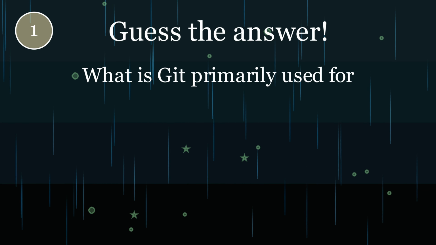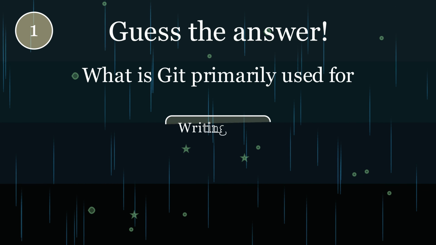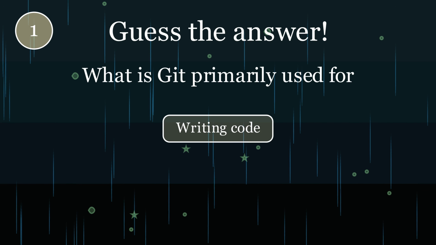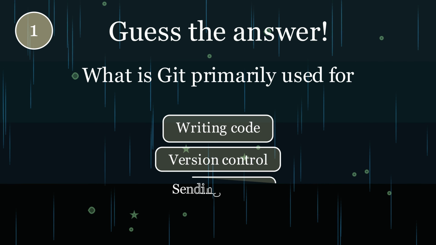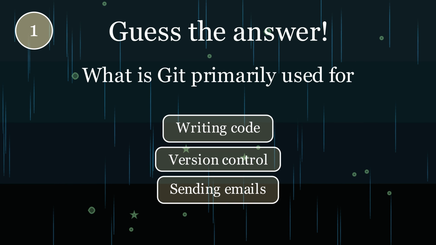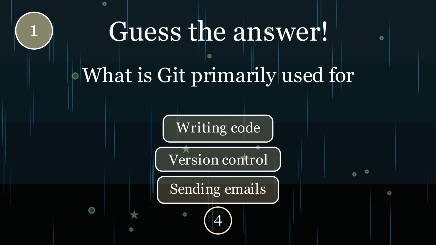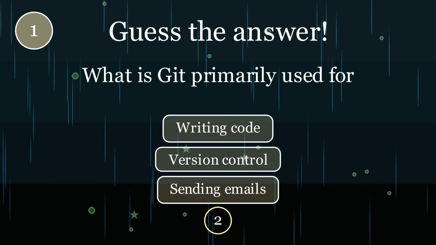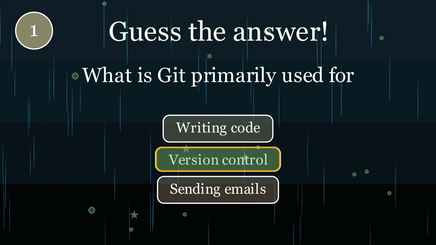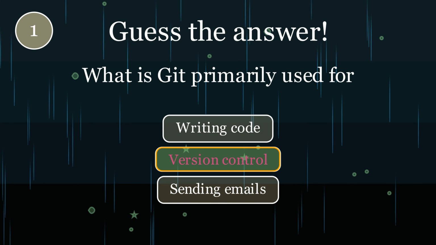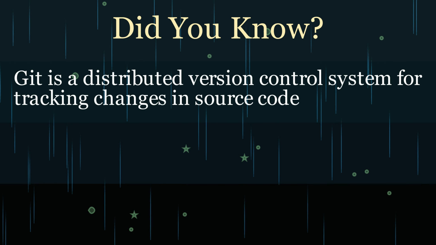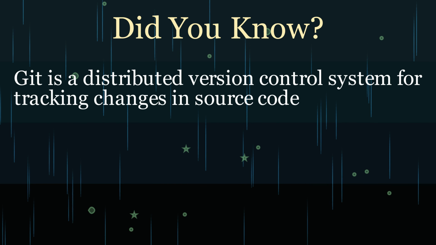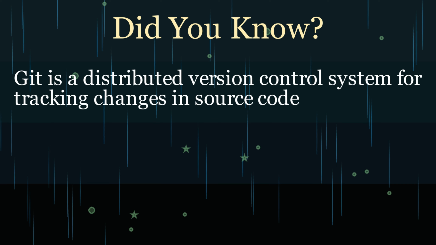What is Git primarily used for? Writing code. Version control. Sending emails. The correct answer is version control. Let's learn something new. Git is a distributed version control system for tracking changes in source code.